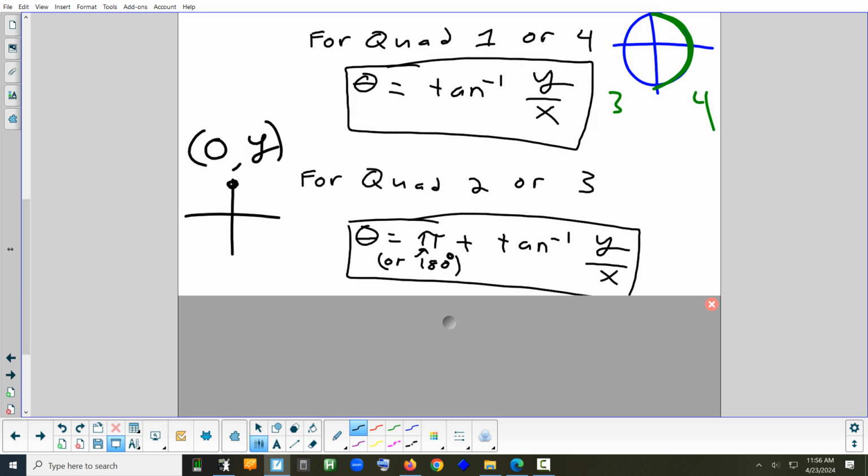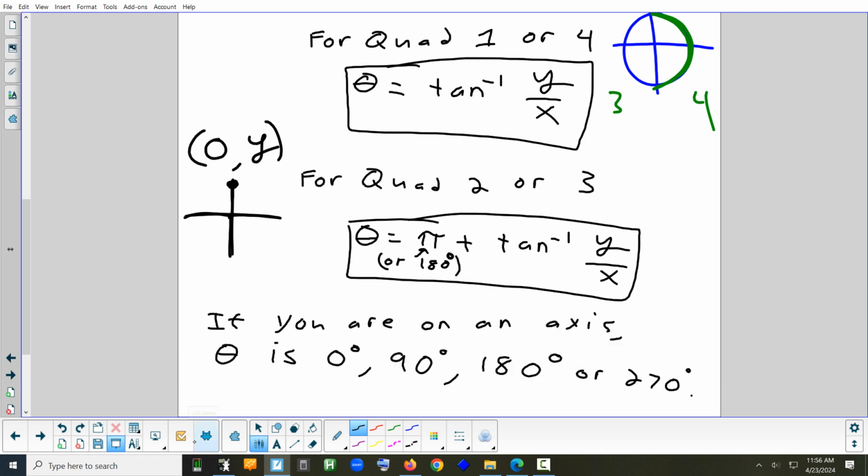If you're straight up, what's that angle? That's 90. What about if you're on the left? 180, and then down? 270, and then the right would be 0 or 360. So that covers everywhere your angle could be. On an axis, that's the easiest case, because you don't have to do inverse tangent, anything like that. But if you're not on the axis, then you've got to do the inverse tangent. So that gives you theta.